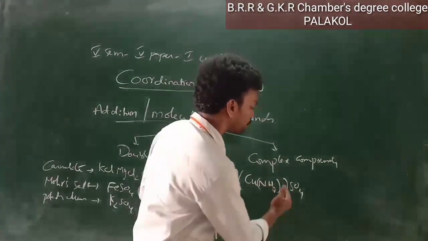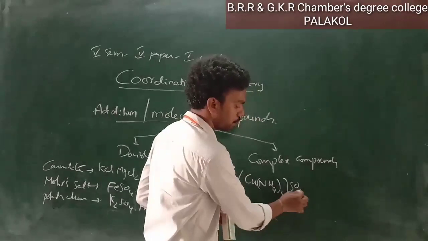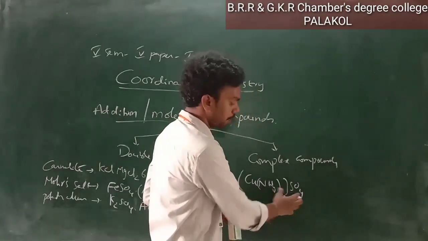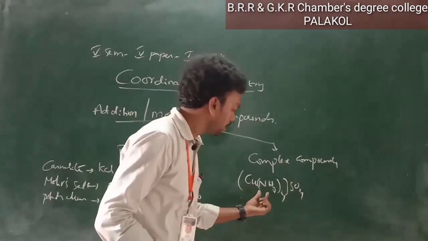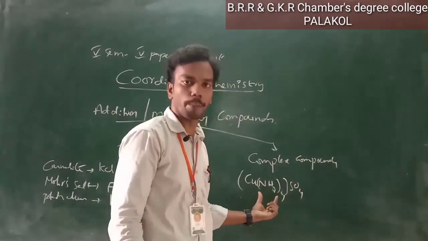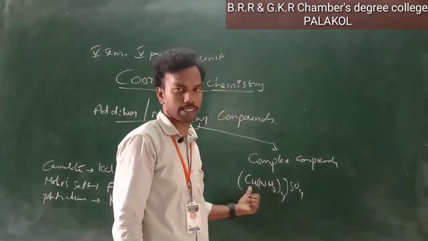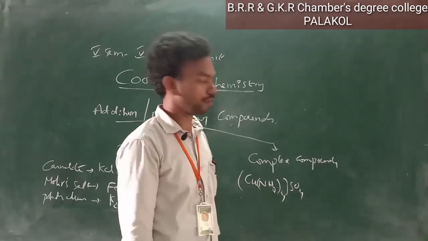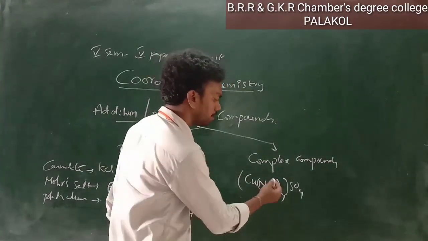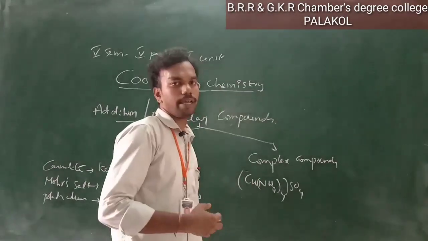Here the right-hand part, SO4 2-, will get ionized, but this part will not get ionized, so it does not lose its identity. That means the solution of this complex does not give the Cu2+ test, because it is not available as Cu2+ in the solution. It does not lose its identity in the aqueous solution.